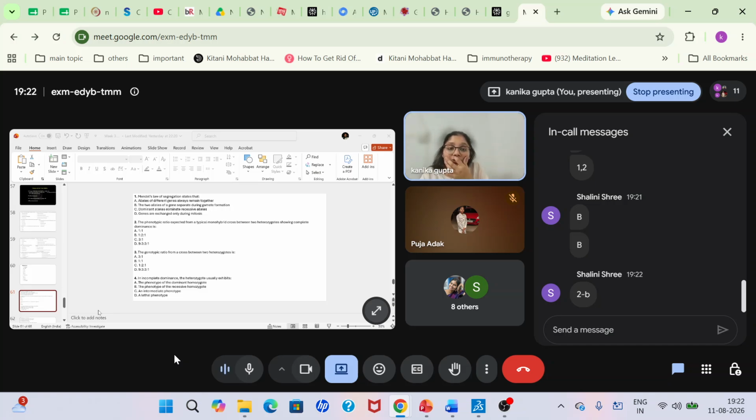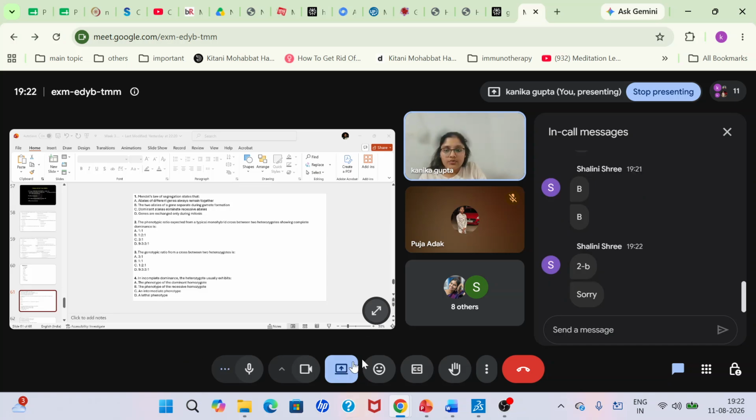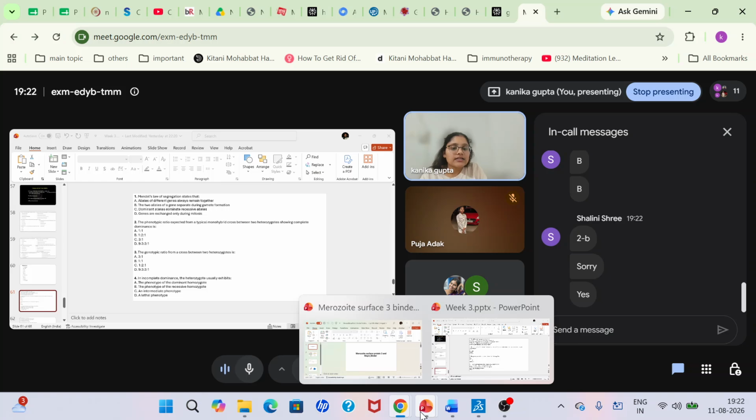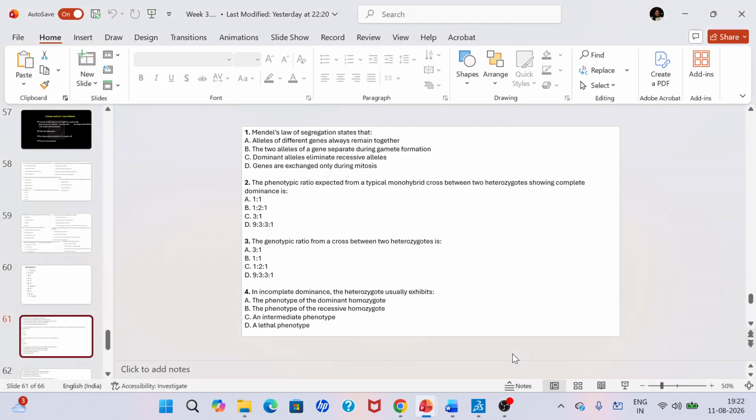I'm asking about phenotypic ratio, not genotypic ratio. So it should be 3 is to 1. Genotypic is 1 is to 2 is to 1, but phenotypic is 3 is to 1. Okay. So these are the things that matter in competition. The genotypic ratio from a cross between two heterozygotes is.